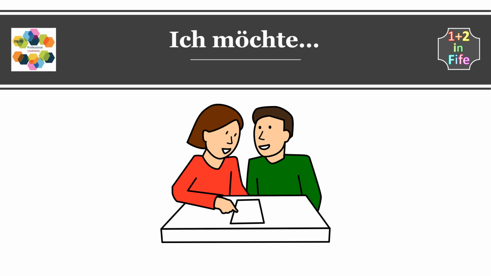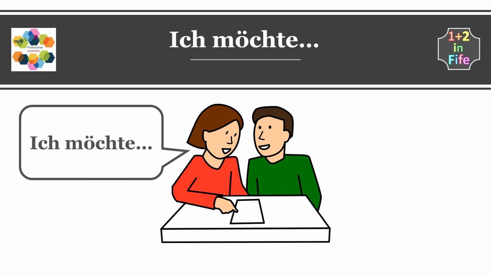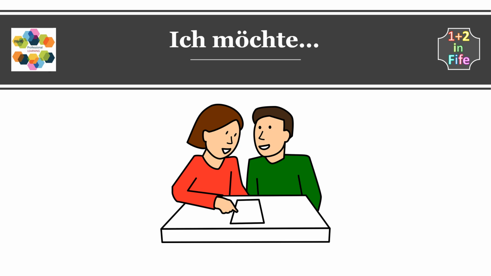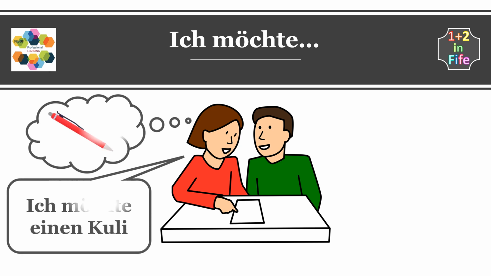For example, person 1 begins. "Was möchtest du?" Person 2 then responds, "Ich möchte" adding the name of an item. For example, "Ich möchte einen Kuli."